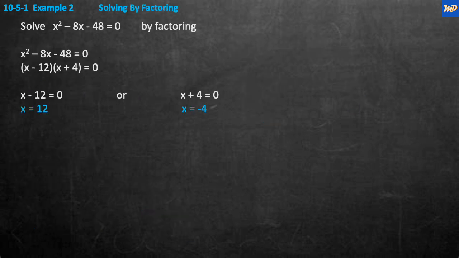Okay, example 2, solving by factoring. What we're going to do now is take this quadratic equation right here, x squared minus 8x minus 48 equals 0, and they want us to factor it. You'll find something interesting here: when we factor this quadratic equation, we end up with exactly the types of terms from the previous slide, where we had two binomials that we could multiply together and get 0.